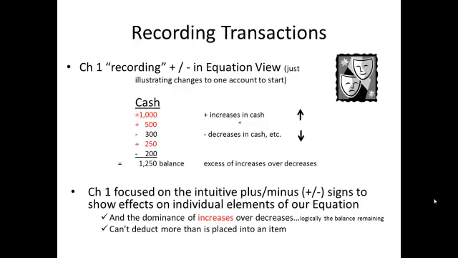I'm just showing one side of an entry here, one account, to illustrate our transition from chapter 1 to chapter 2. Chapter 1 focused on the intuitive plus or minus signs to show the effect on individual elements of our equation, and the dominance of increases over decreases, because logically the balance remaining is because we had more increases than decreases. We cannot deduct more than is placed into an item.